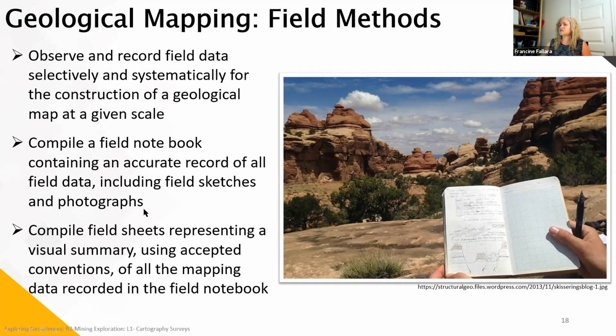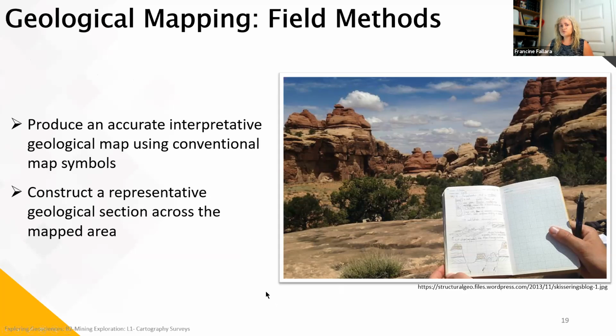Very important, because some places you only have a chance to go once and you cannot go back. So you compile all these field sheets, and these will be used as a visual summary or an archive summary of what you have seen. And using the mapping conventions, we document them on the maps.